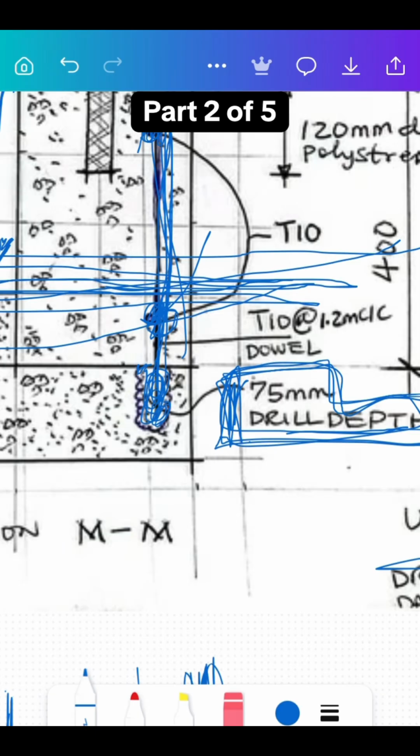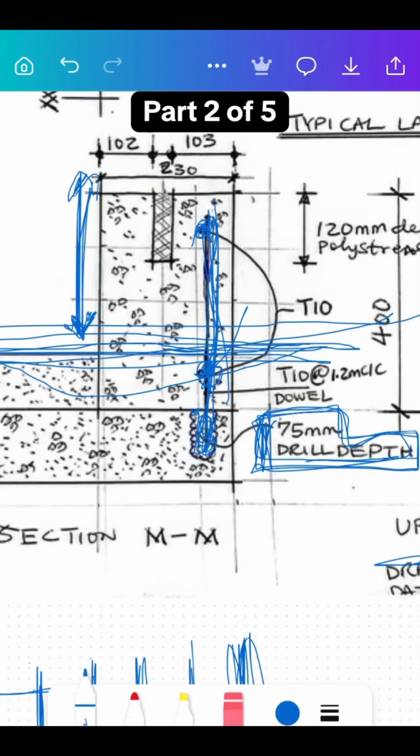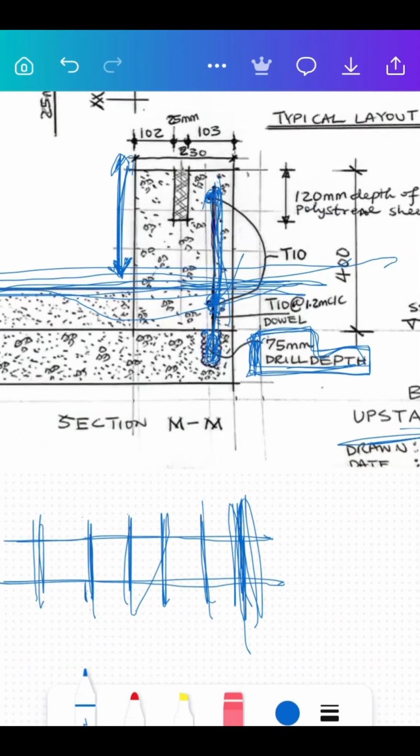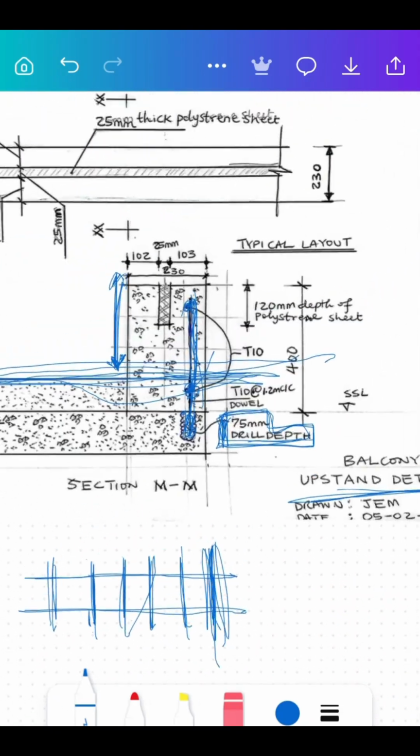75 mm drill depths. We put cement and put our steel bars. Don't forget also, our steel bars are 120 mm aside. They're about 120 centimeters apart from each other. Okay, so that's enough for us to do this now.